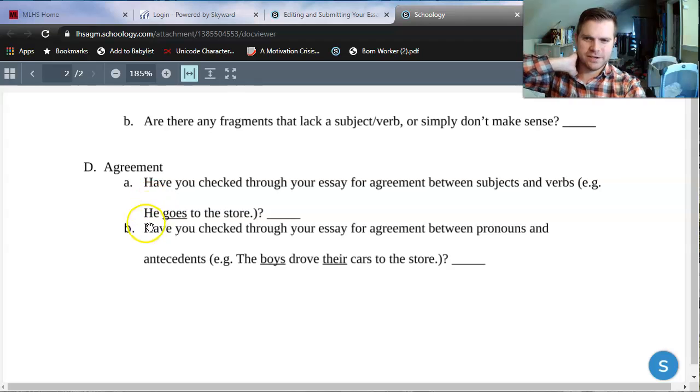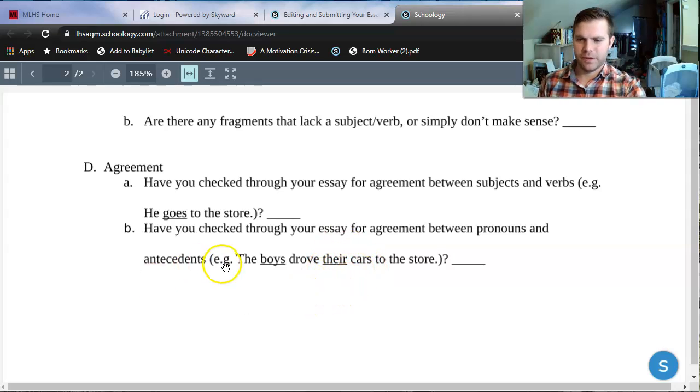You always want to make sure that singular subjects like he get a singular verb like goes. Plural subjects, they, would have the plural verb go. Have you checked through your essay for agreement between pronouns and antecedents as well? There probably aren't as many pronoun antecedent agreement errors in this particular essay, but make sure that pronouns like his, for boy, would line up with a male antecedent. In this case, boys, plural, has a plural antecedent there.